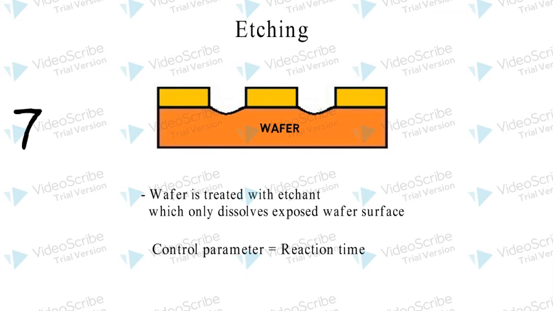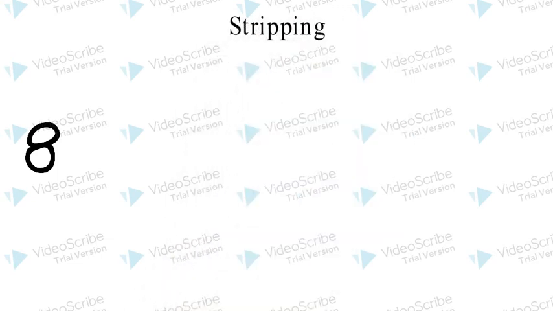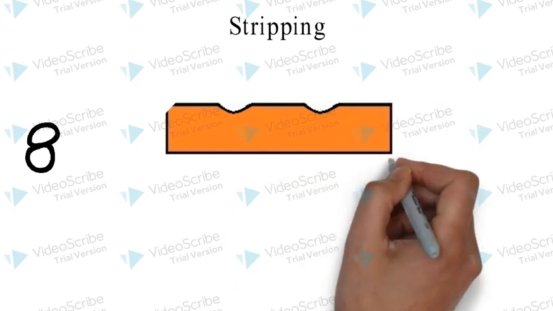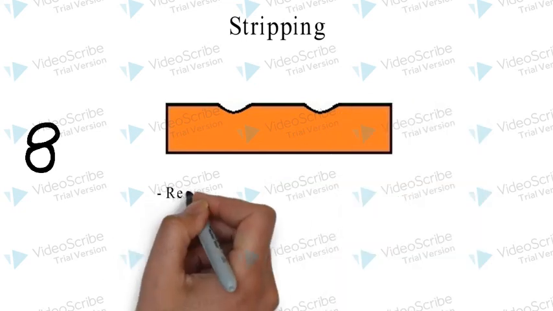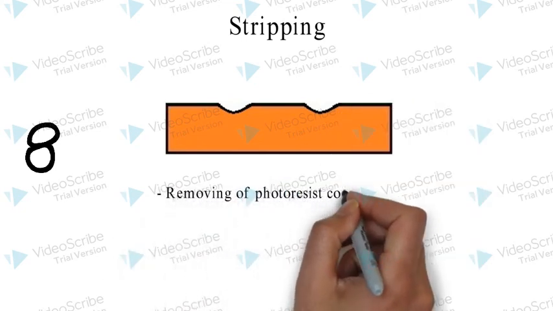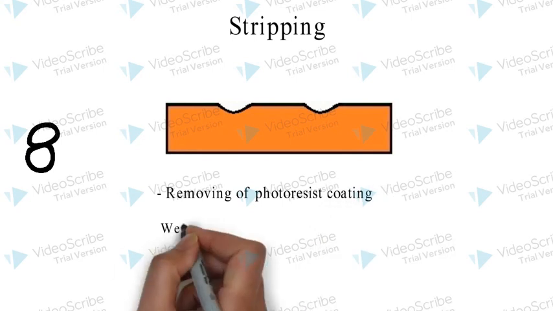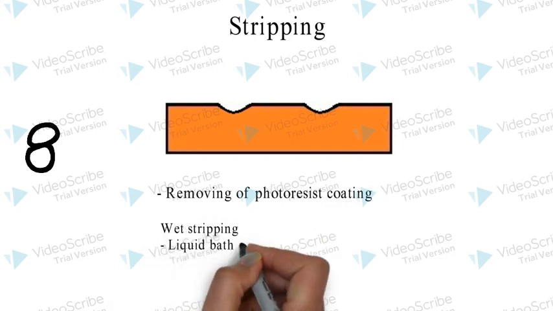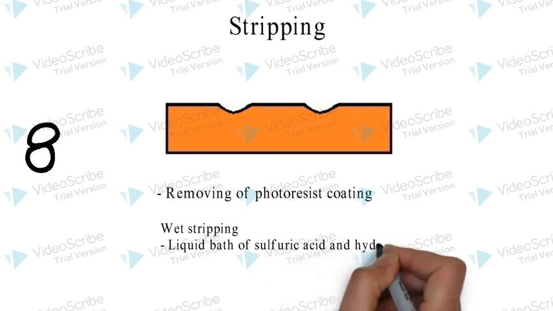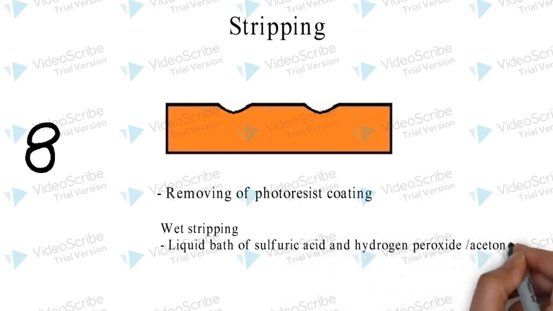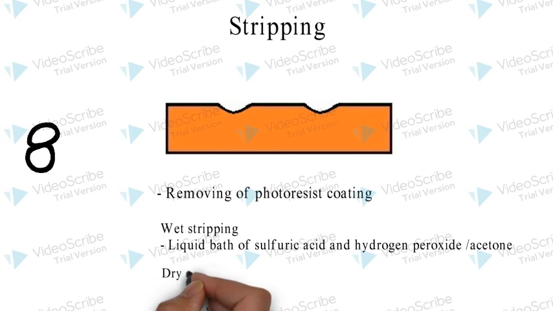Now, as the wafer is machined to the required dimension, the only part that remains is removal of the photoresist layer. This process is known as stripping. Stripping removes the photoresist layer and leaves behind this kind of machined wafer. There are two types of this: wet stripping, where a liquid bath of sulfuric acid or hydrogen peroxide or acetone solution is used, or dry stripping, which uses plasma with oxygen gas for removing the photoresist material.